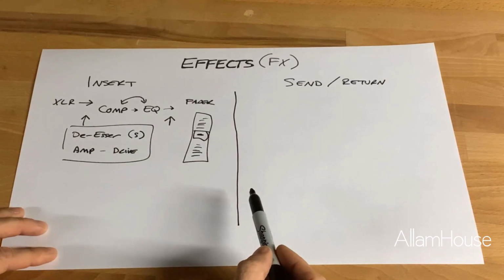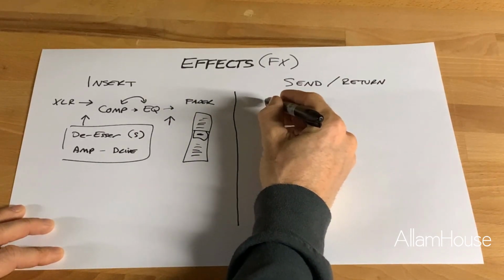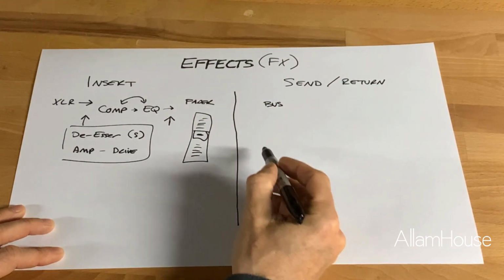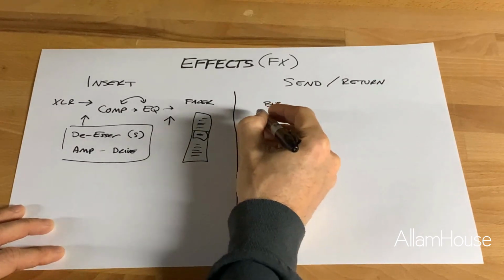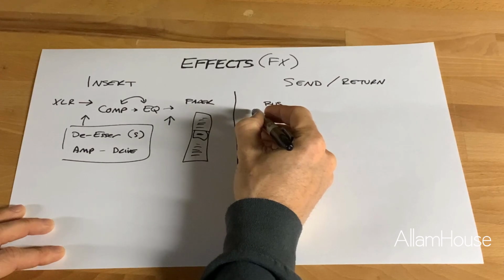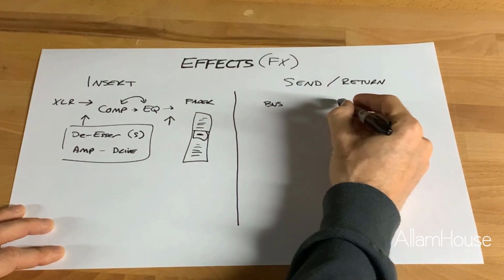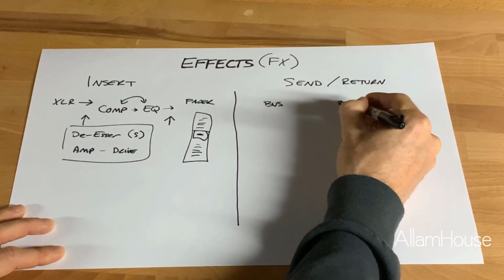All right, a send and return. This is where we take a bus of some sort and we group certain instruments. Let's say it's a drum bus, and we want our drums to go to a reverb.